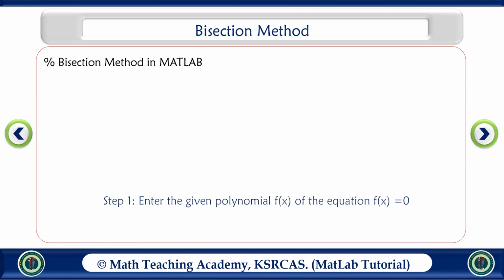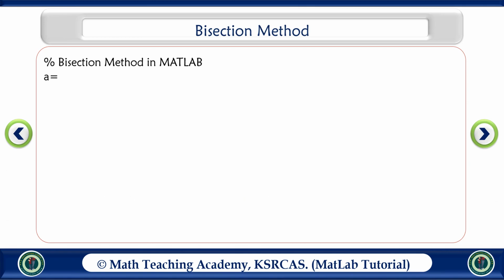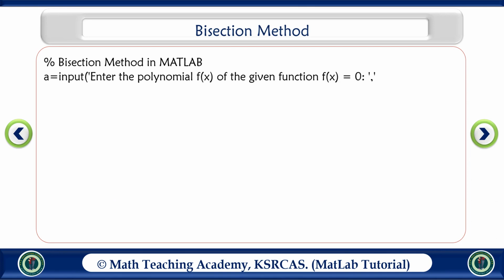Step 1. Enter the given polynomial f of x of the equation f of x equal to 0. So this is achieved by the command a is equal to input, enter the polynomial f of x of the given function f of x equal to 0, comma s. What this command will do is the text enter the polynomial f of x of the given equation f of x equal to 0 will be displayed on the screen, and wait for the user to enter the string, and it will be stored in the variable name a.